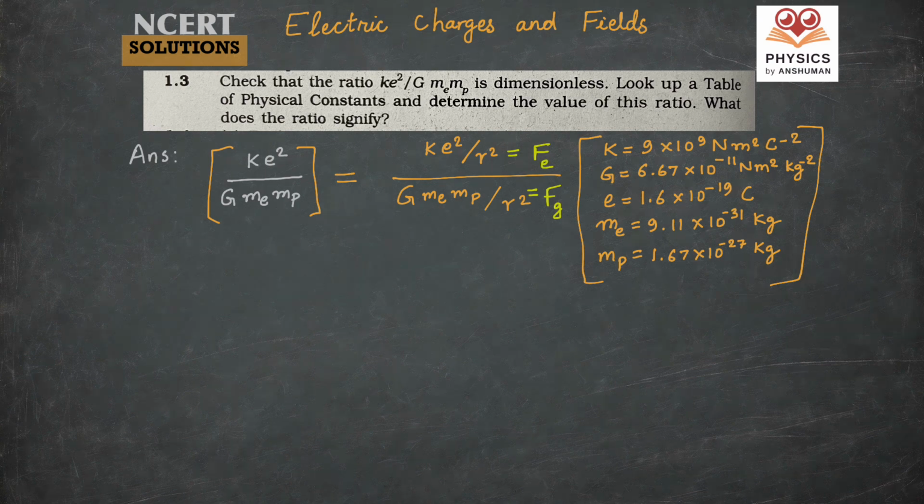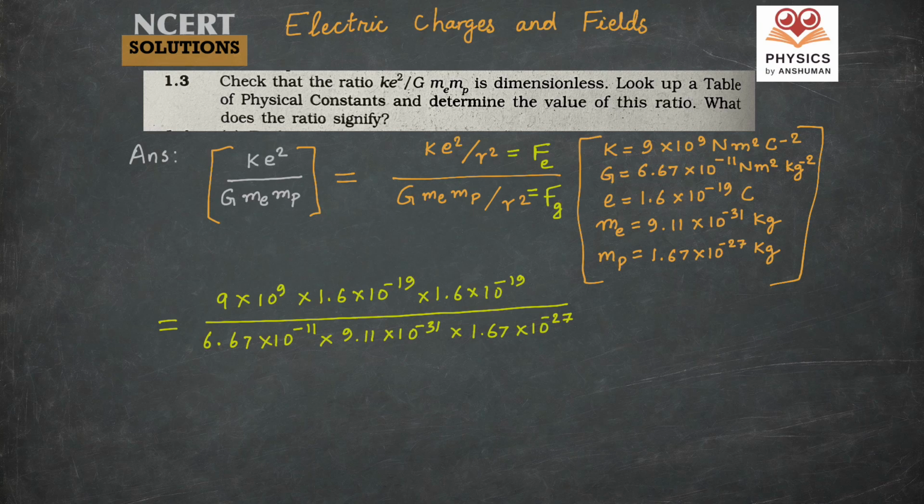Now you can see in the numerator it is a force, in the denominator it is a force. So the dimensions of force are divided by the dimensions of force. So they will cancel out, and actually there will be no dimension for this ratio. So even without substituting the values, we can say that this ratio is dimensionless. And once you substitute all the values, you get the answer 2.4 × 10^39.